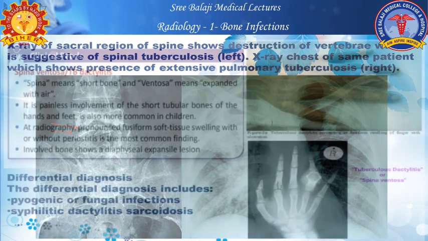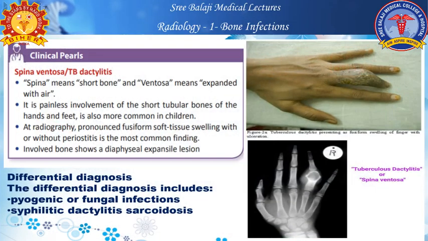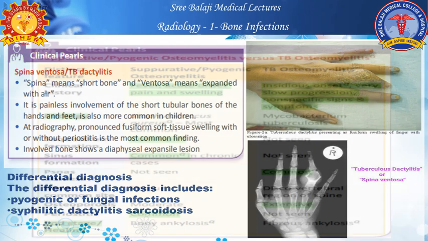Now, tuberculous infection of the bones of the hand is called tuberculous dactylitis. This is expansion of the bone with the lysis of the medulla and cortical bone thickening, soft tissue swelling all around the finger. The differential diagnosis for this is pyogenic dactylitis, and sarcoidosis is a close mimicker of tuberculosis also.